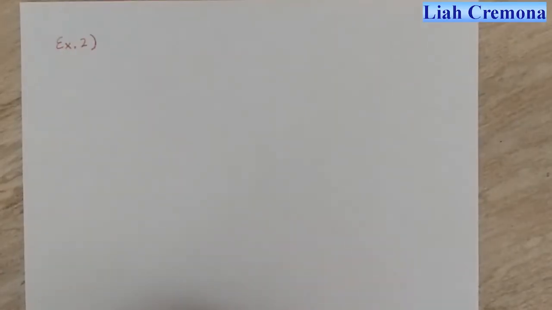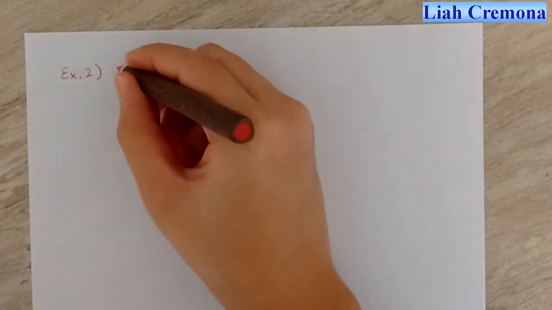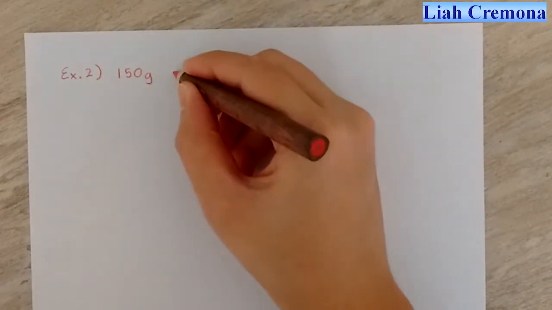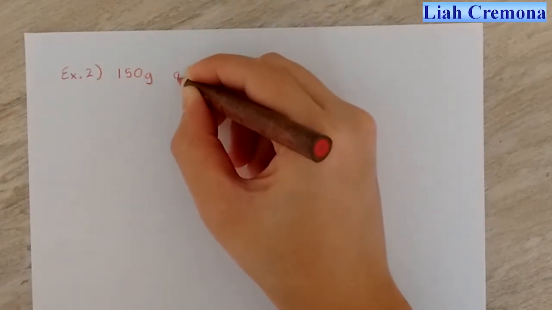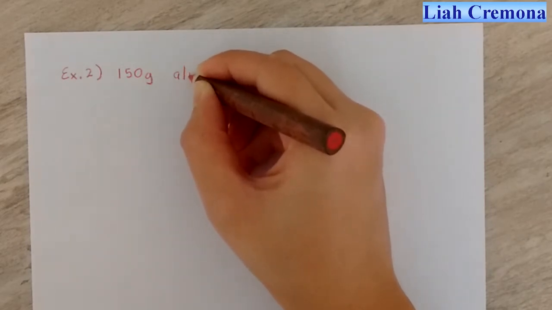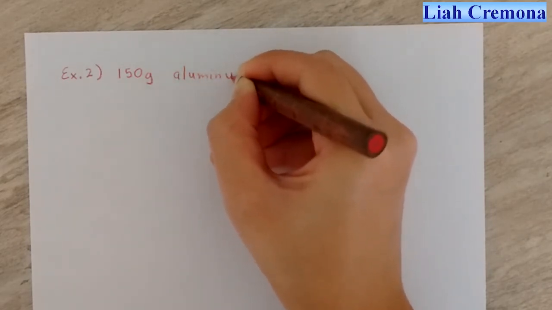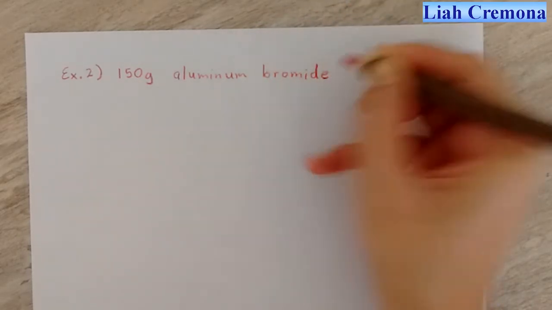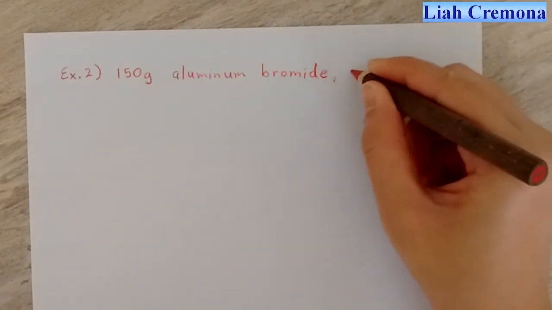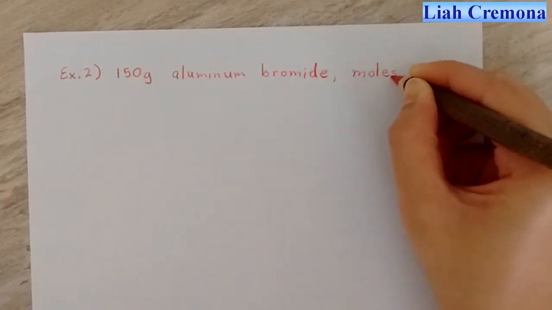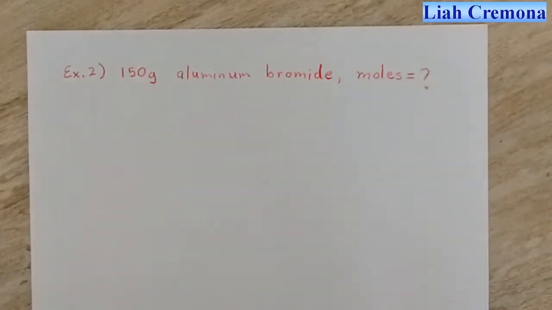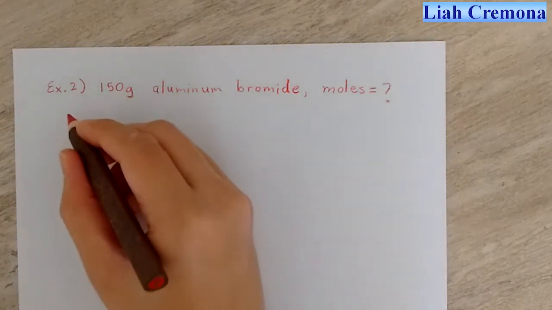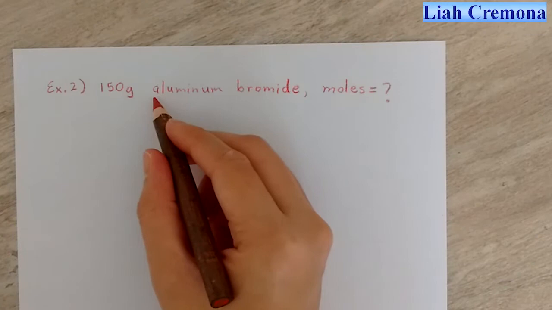Example number 2. If there are 150 grams of aluminum bromide, how many moles is this? As before, we remember our steps. We need the chemical formula of aluminum bromide.